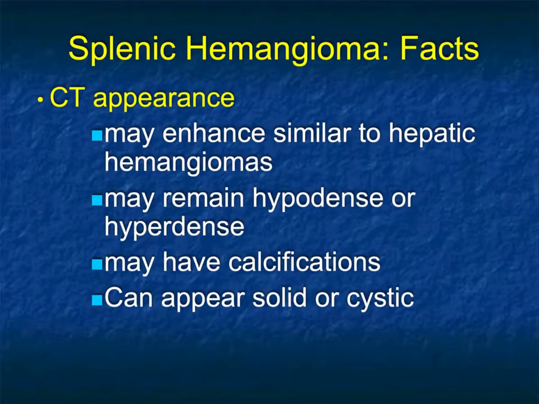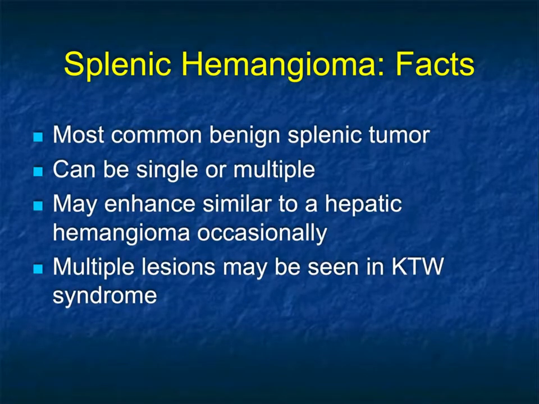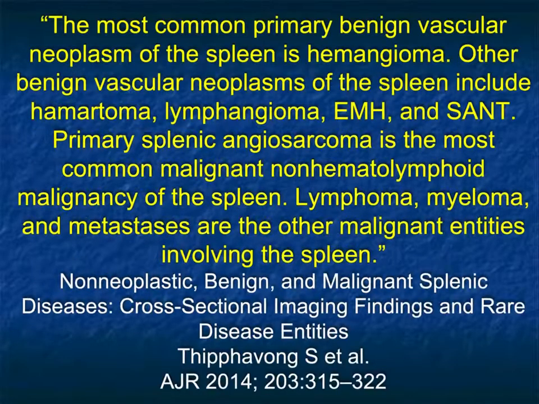The truth is, most of the time, they're incidental findings and you don't pursue them and you don't really have the final path. It's the most common benign splenic tumor, again, single or multiple. Multiple lesions are especially seen in some syndromes like Klippel-Trenaunay-Weber syndrome. It's important to know that there are many other vascular lesions in the spleen besides hemangioma.